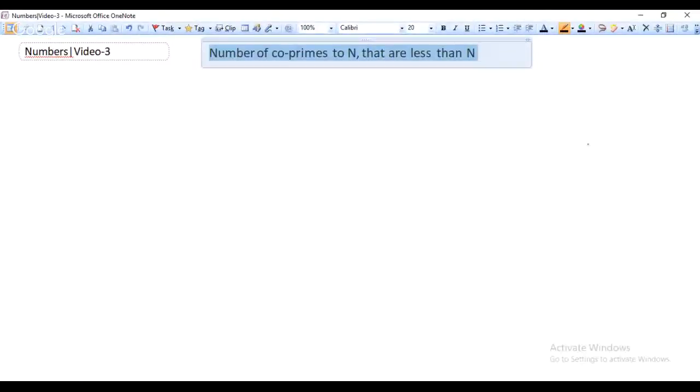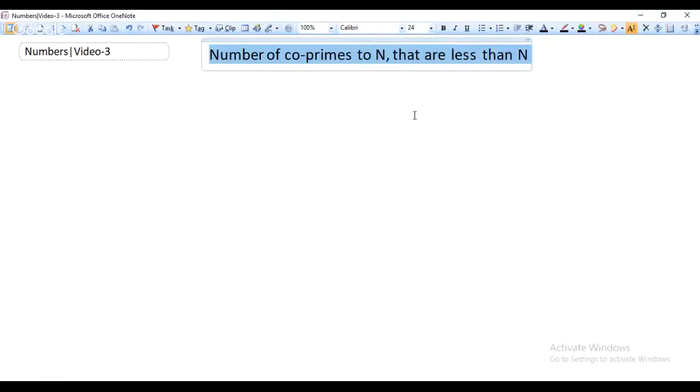Now, what will we be doing? So the number of co-primes to n that are less than n. Nobody teaches you the formula. Let me increase the size. Nobody teaches you what's the derivation of this formula. So we will take some permutation combination lessons here.